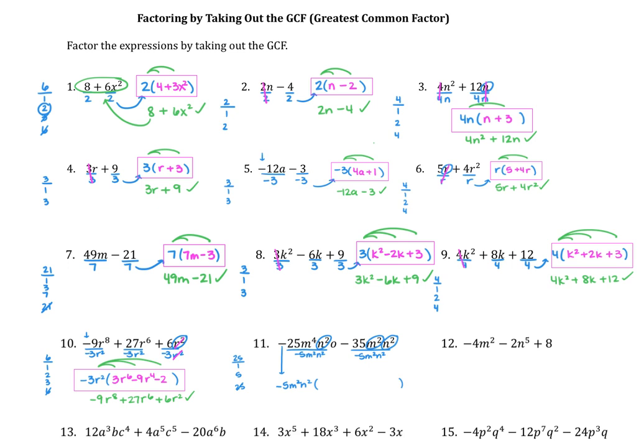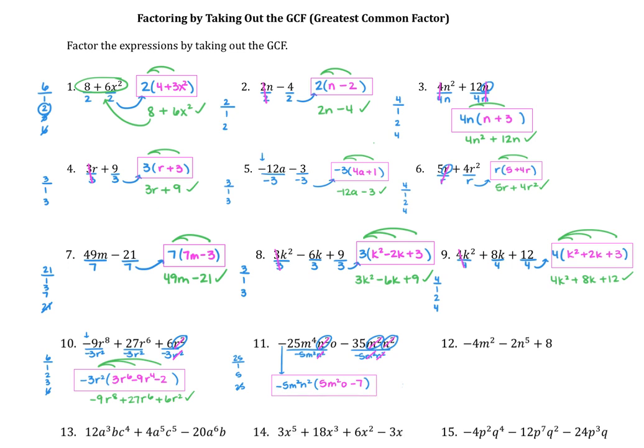-25 divided by -5 is +5. M to the 4th and m squared, I subtract that, and I'm left with m squared. N squared and n squared go away, and I'm left with an o. For my second term, -35 divided by -5 is -7. M squared and m squared would cancel out, and n squared and n squared would cancel out. So now I'm going to move that parentheses over, and this is my answer.